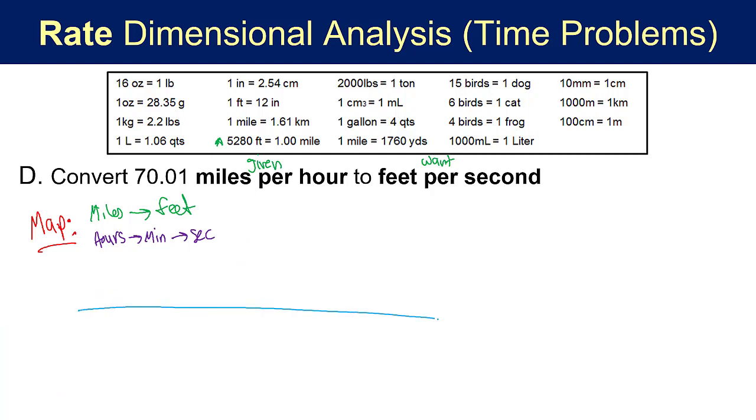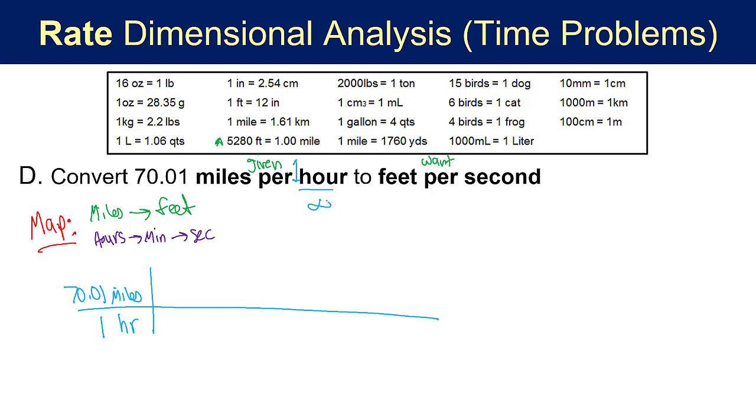So let's make our T-chart and put our given in, 70.01 miles. Miles is going to go on the top here. And remember that bottom window which had nothing? Well, we are now going to put our other unit in, which is hours. Now we need a number for that. Since it's miles per hour, that really means per 1 hour, so we're going to put a 1 in there.